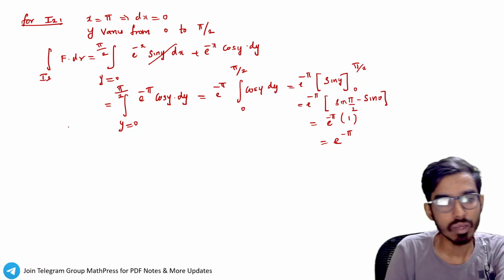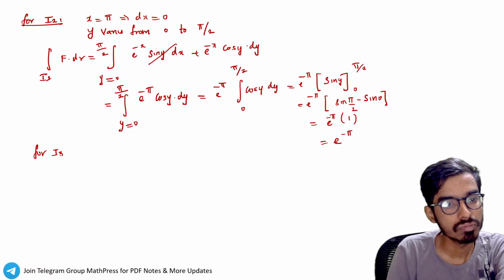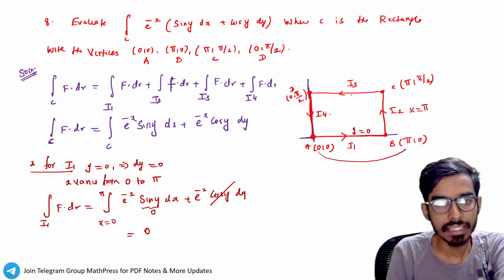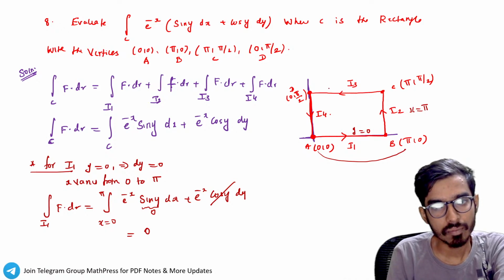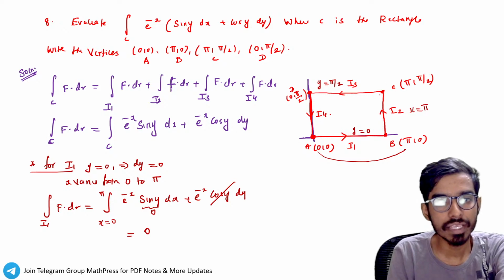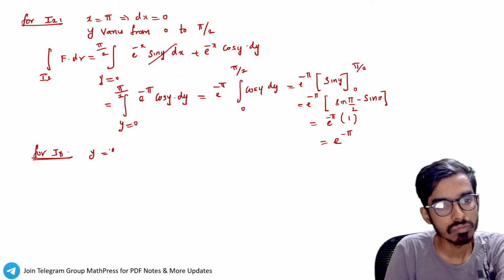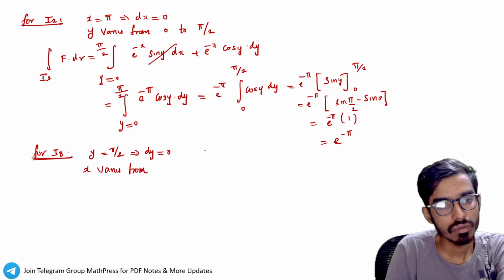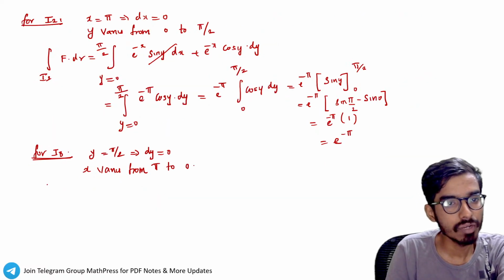Now we will find I3. For I3 you can see what is this line? This line is the y is equal to pi by 2 line, right? Y is equal to pi by 2 and x varies from pi to 0. Remember, direction is important. So y is equal to pi by 2, this implies dy is 0. X varies from pi to 0.